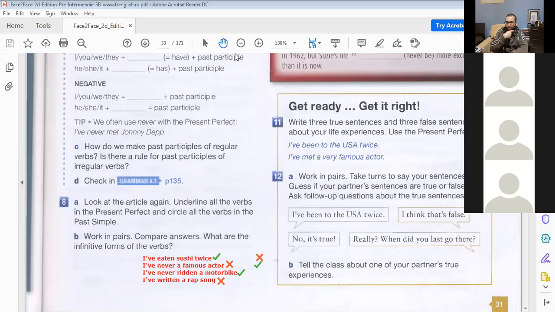Okay, and the motorbike? I've never ridden a motorbike. Yes, this is true. Okay, and the rap song, is it true? Yes, I did write a song, but not a rap song. What kind of music is it? Classical? Maybe Arabic? No, English. Did you only write the words, the lyrics, or also the music?